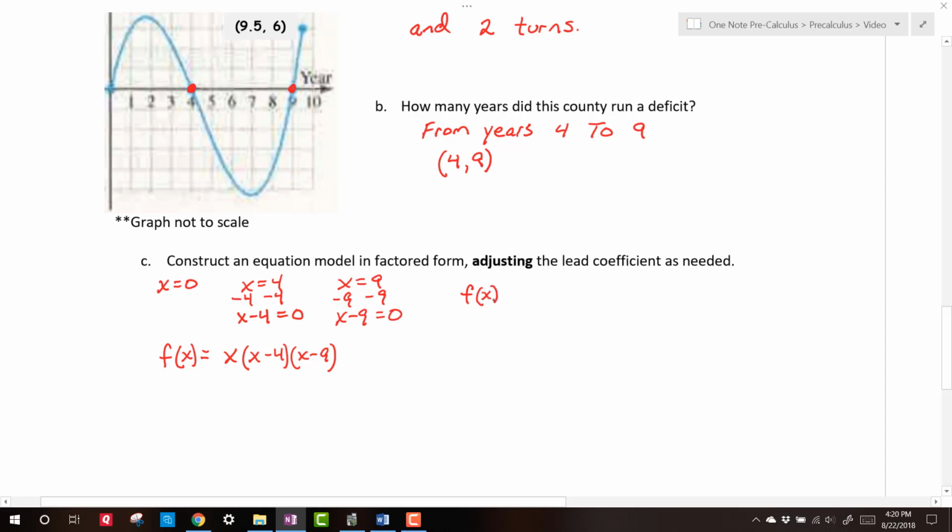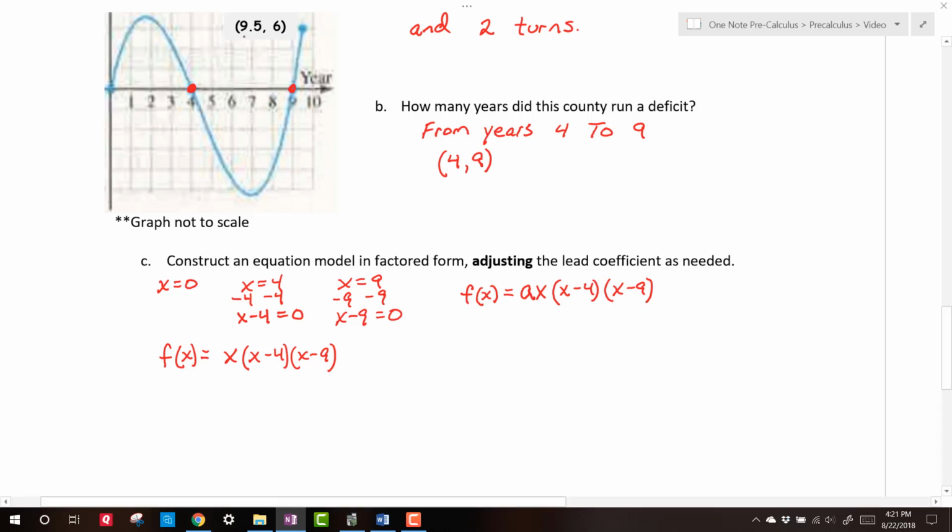Normally when we see a polynomial, it's got some leading coefficient. So I'm just going to put in an a for my lead coefficient. So I'm going to call this a times x, and then x minus 4 and x minus 9. All right? So I don't know what that a value is, but I was given one piece of information on this graph that's going to help me out.